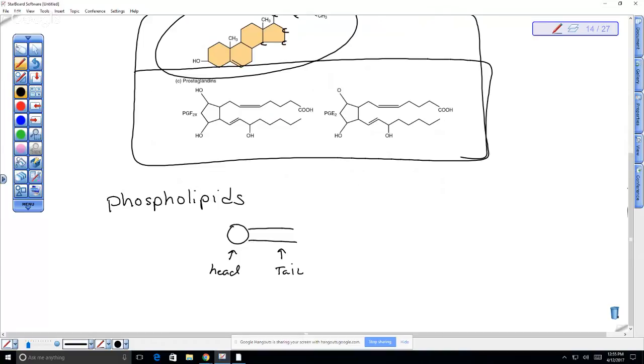Okay. So this molecule is said to be amphipathic, which means it has two natures. And so the head is hydrophilic.